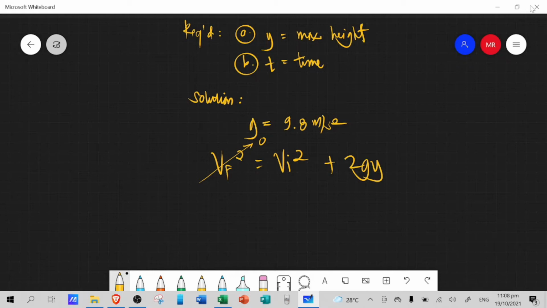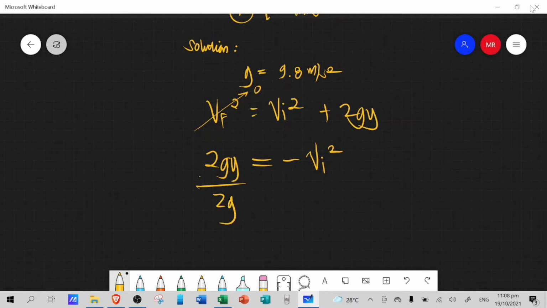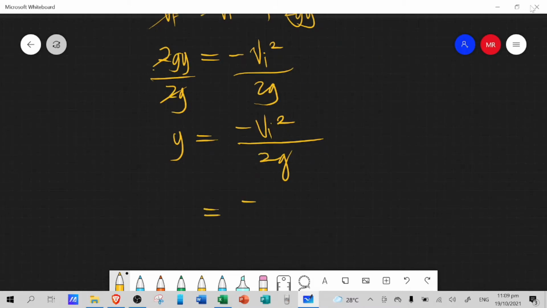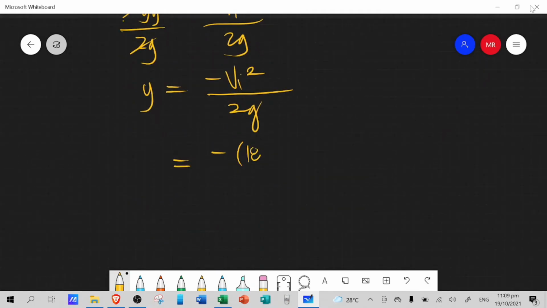Therefore, rearranging this equation, we will have 2gy equal to negative vi squared. Dividing both sides by 2g, the g cancels. Y would be equal to negative vi squared all over 2 times gravity. So we'll have y equal to negative v initial, the v initial is 18 meters per second, squared, all over 2 times the gravity, negative 9.8 meters per second squared.